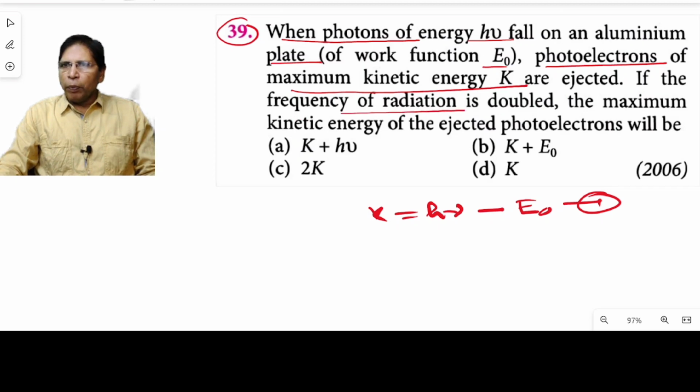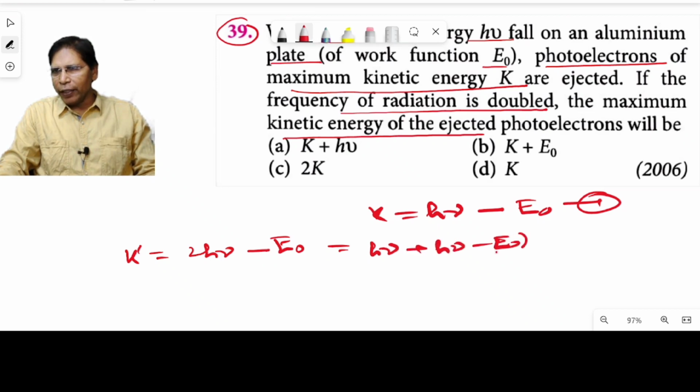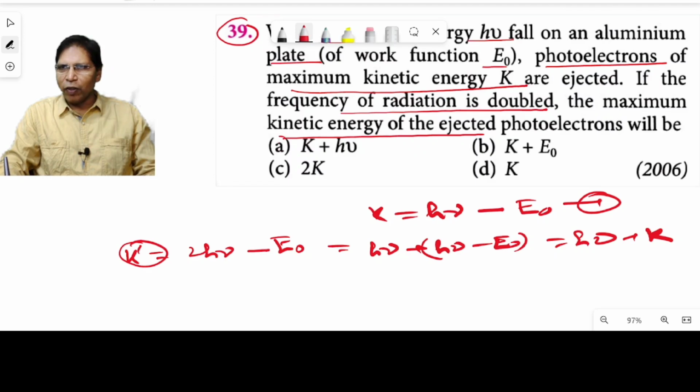If the frequency of radiation is doubled, the maximum kinetic energy of the ejected photoelectron will be. Now K dash equals 2h nu minus E naught. So look at this, this is h nu plus h nu minus E naught. This is the K, so this is h nu plus K, the kinetic energy. Okay, so option A is correct.